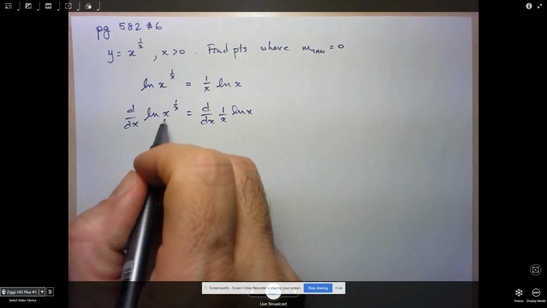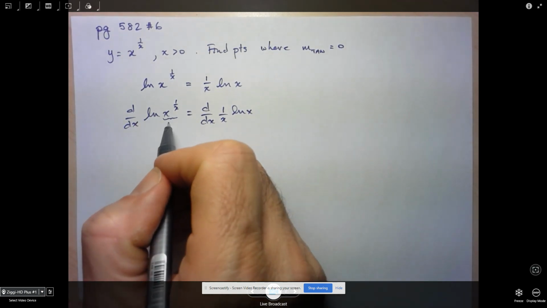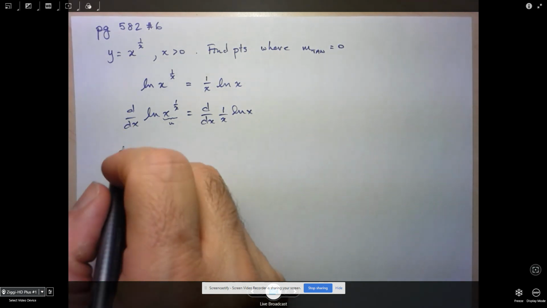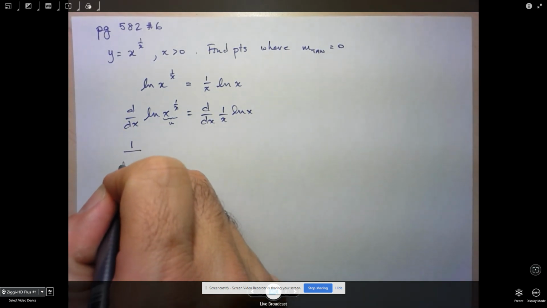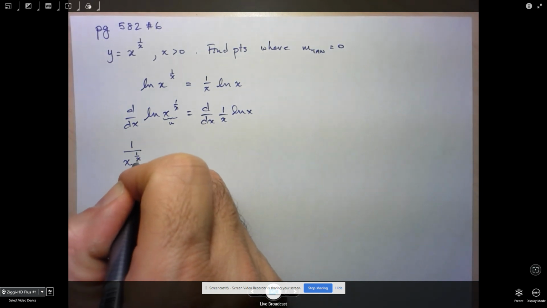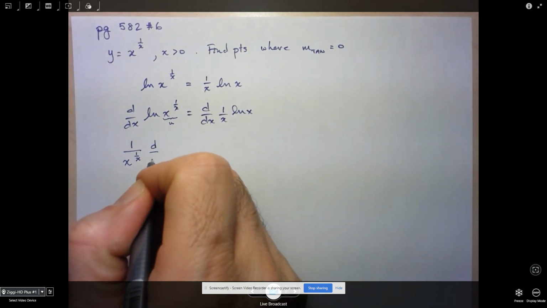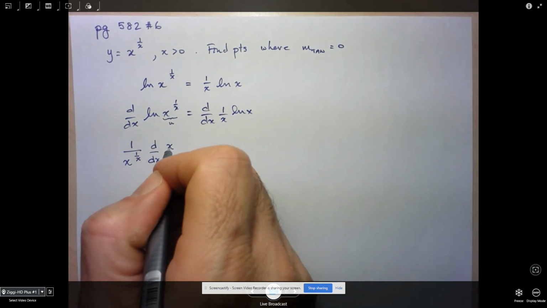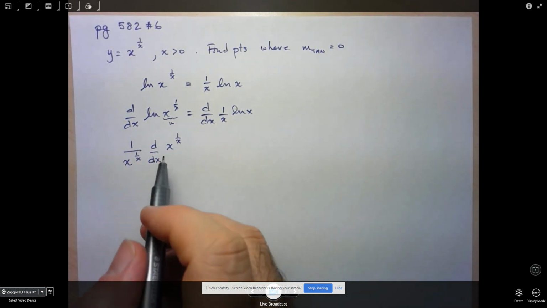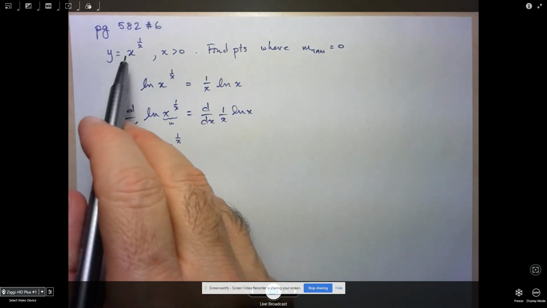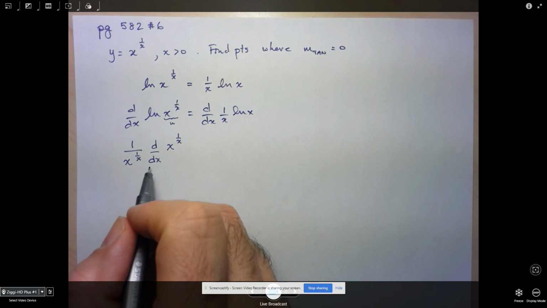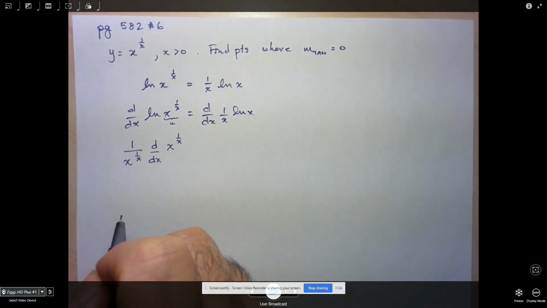If I apply the chain rule, that means this x to the 1 over x becomes my u. So the derivative of ln u is just 1 over u. So 1 over x to the 1 over x times the derivative of u with respect to x. But the derivative of u with respect to x is exactly the derivative that I'm trying to find. So that's why this is a useful process, because now I can just isolate for this expression.